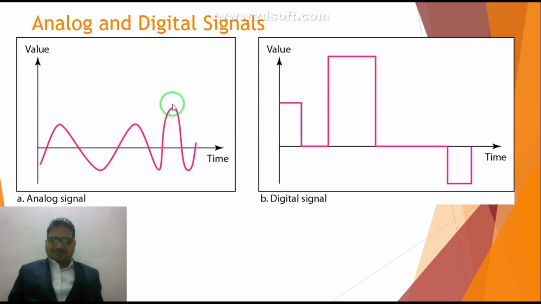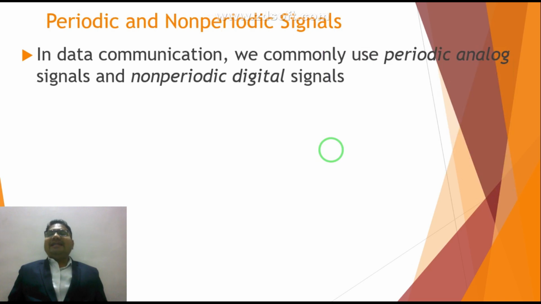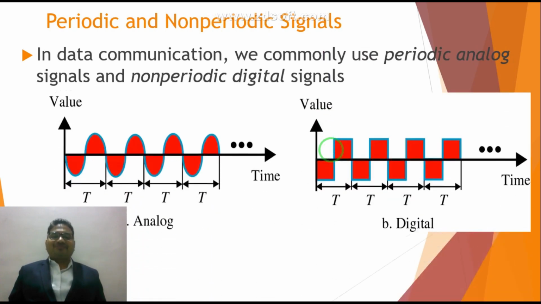So you can see on this screen that this is your analog signal, which continuously varies with respect to time, and this is your digital signal, which has a value at this instant, at this instant, at this instant, and the rest it is zero. So it is in the form of 1 and 0. Now in data communication guys, we commonly use periodic analog signals and non-periodic digital signals. So please keep it in your mind.